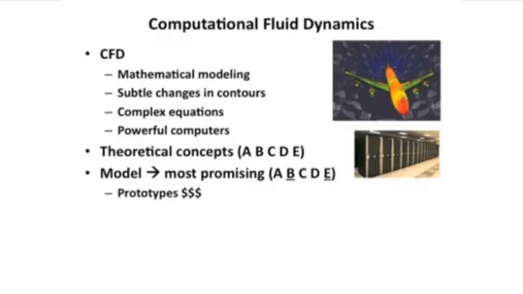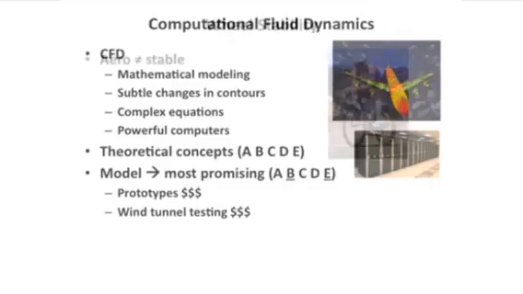Prototypes are very expensive to make. If I can make prototypes of the most promising candidates, that's a lot cheaper than making prototypes of all 5. So I make expensive prototypes, and I take them to the wind tunnel. That's also very expensive. Aerodynamics is not the same thing as being stable. Something can be very aerodynamic and be unstable. So design here is important.